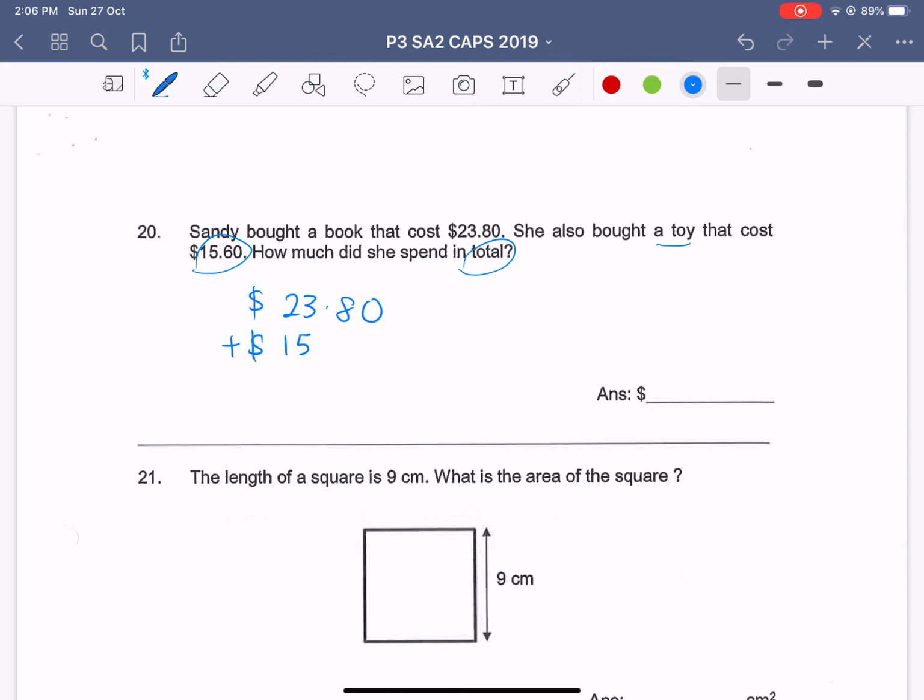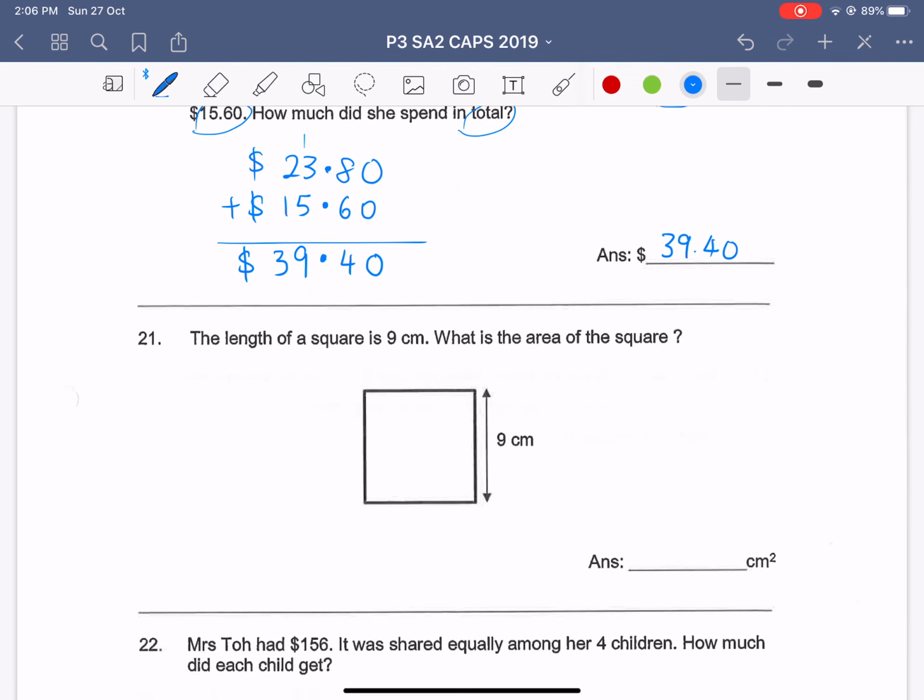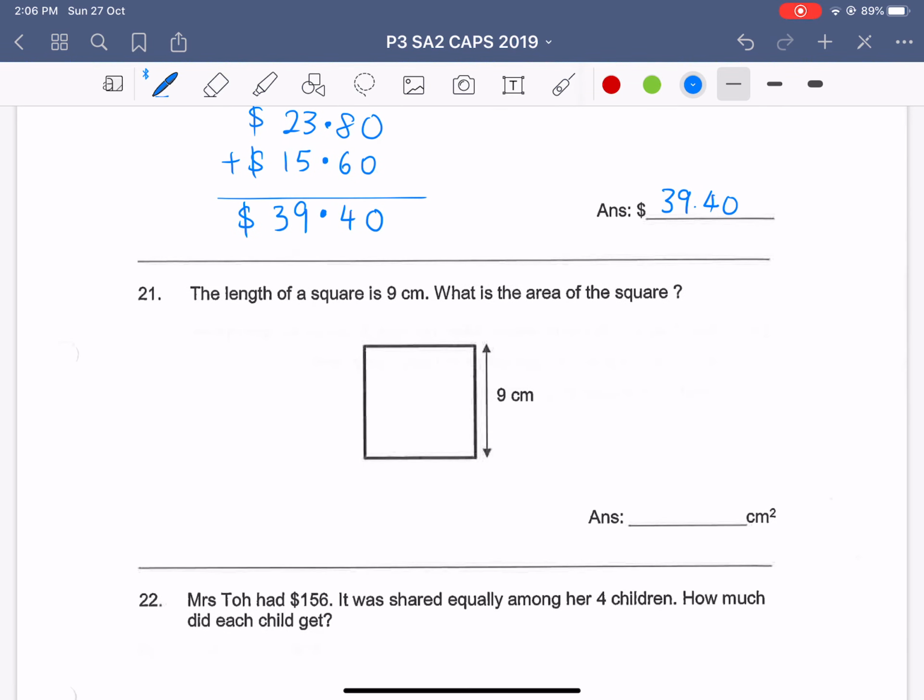That's 23.80 and 15.60. Let's make sure that our points are matching, it's a straight line. Then we add now. This is 4. 1 plus 3 is 4. 4 plus 5 is 9. 2 plus 1 is 3. So the answer is 39.40.